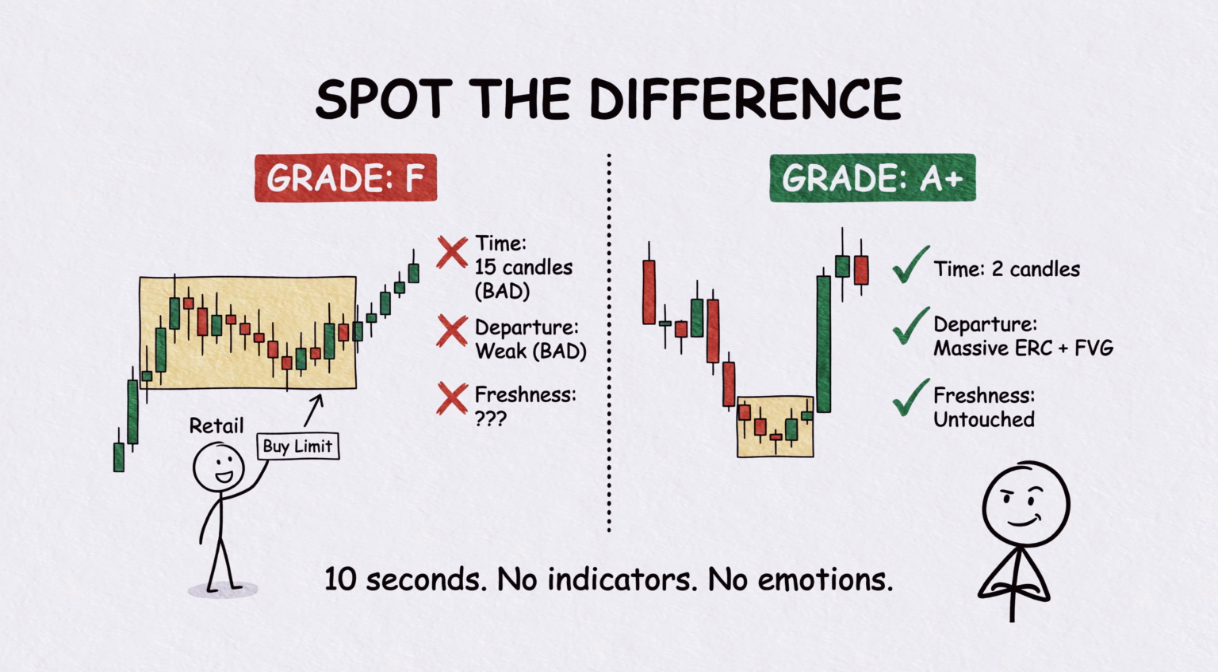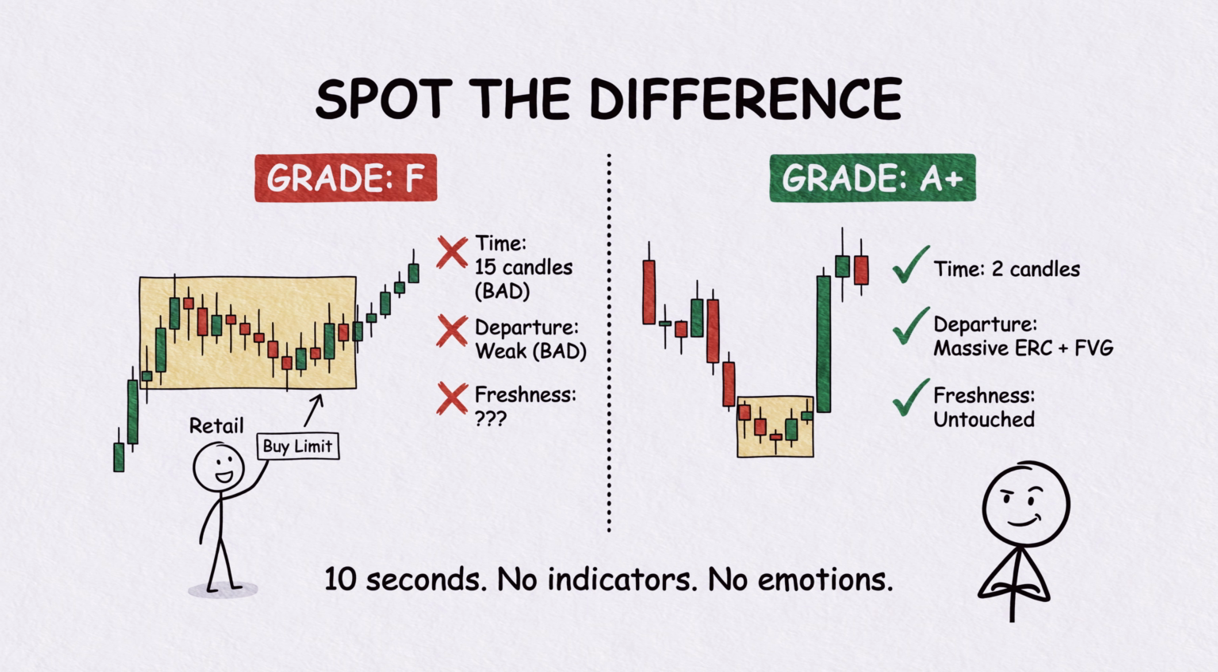Now, put yourself in the position of a risk manager. On the left, an RBR, 15 base candles struggling back and forth. The departure ERC is weak. A retail trader draws a box around those 15 candles and cheerfully places a buy limit. But the order book perspective tells you something different. 15 candles prove two sides fought to a standstill and nobody won. Weak ERC equals no big player. This zone is extremely fragile.